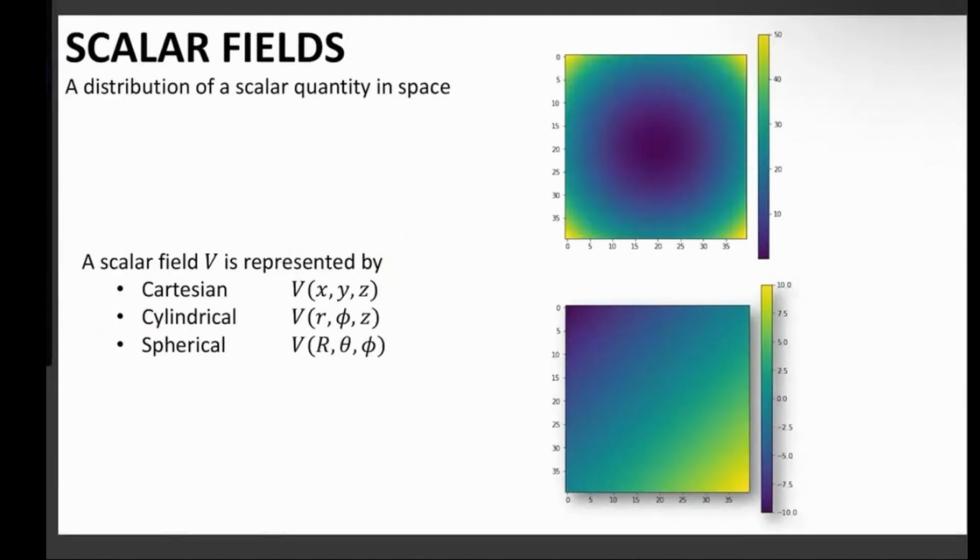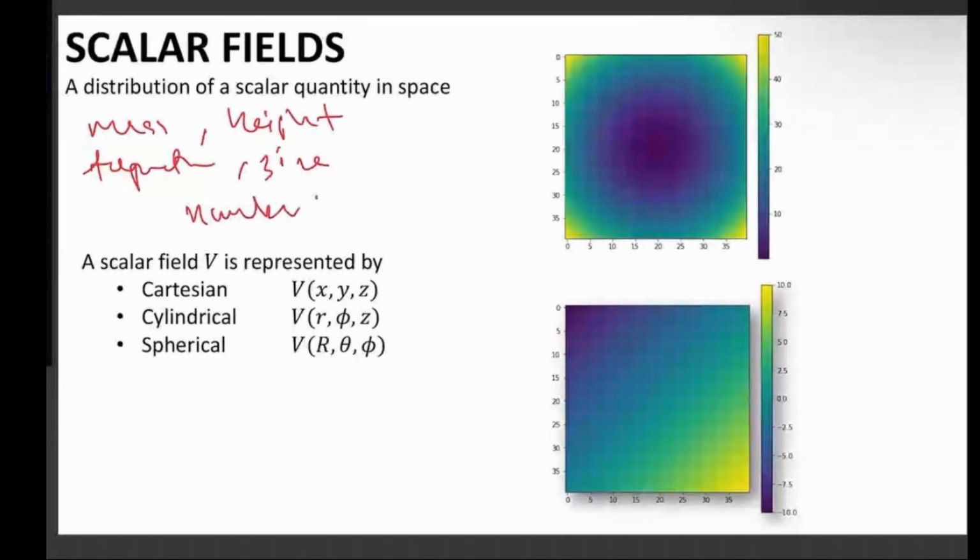So next is scalar field. A scalar field represents the distribution of a scalar quantity in a space. It can be used to represent the value of mass, anything that has no direction, we call it scalar fields. So height, temperature, size, anything that does not need direction. It can be represented in terms of numbers or values.